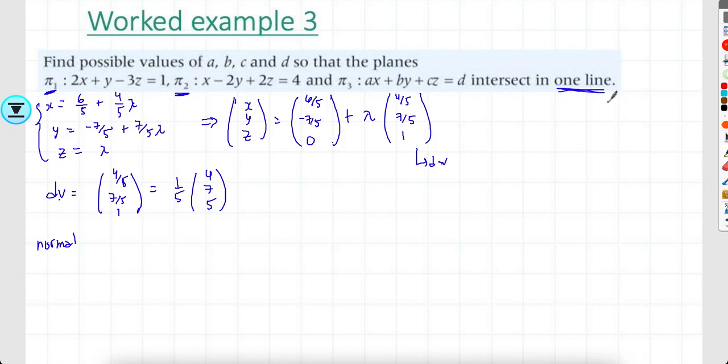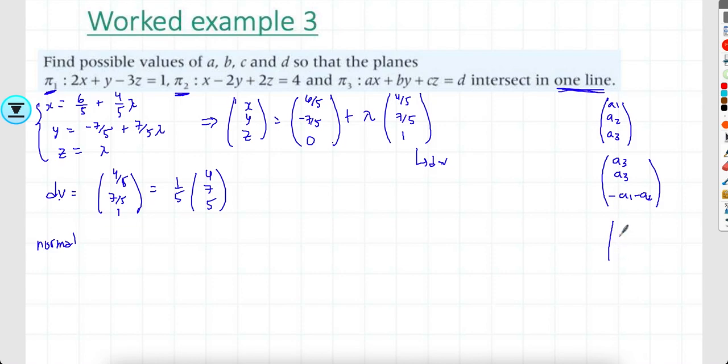So, for example, if you have A1, A2, A3, one possible normal vector could be you taking A3, A3, and then a negative A1, A2. That's one possibility. So if you take a scalar product of these two, they would be 0.